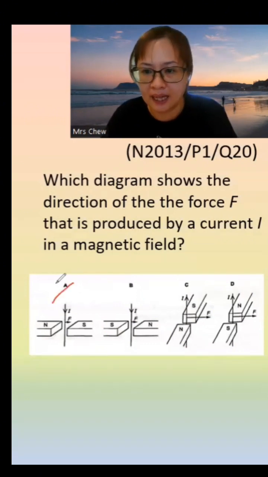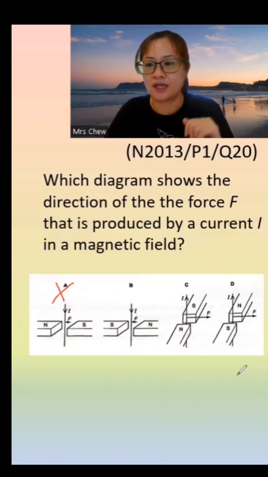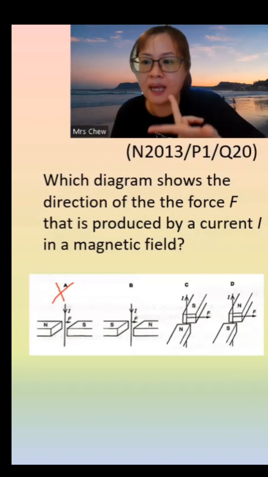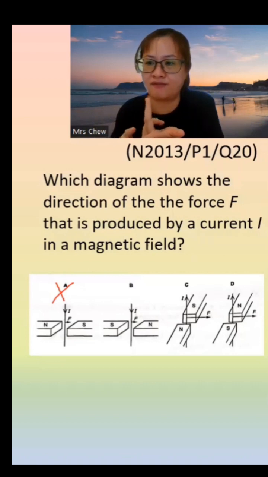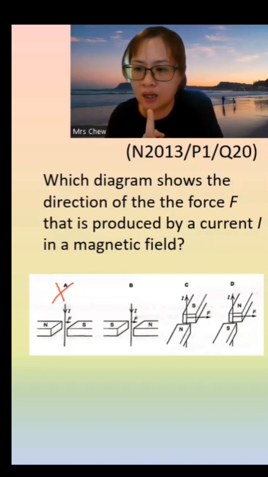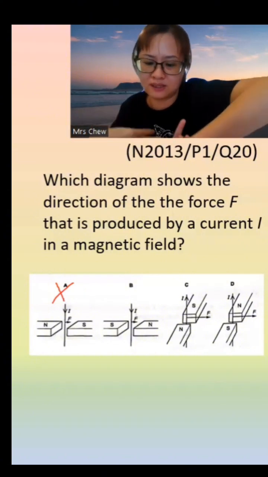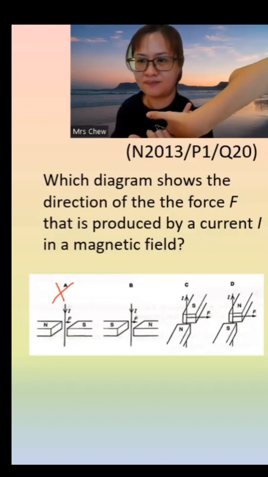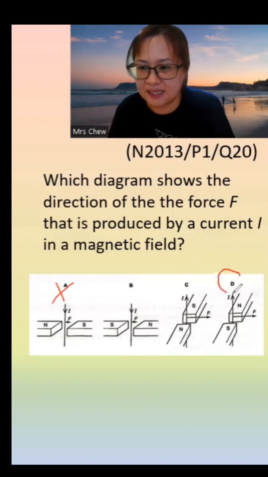Let's take a look at B, all right? So you will realize that the direction of the current, father, mother, child, the current is going up, and the magnetic field is from the north to the south, and my force is going to the right, so the answer is D.